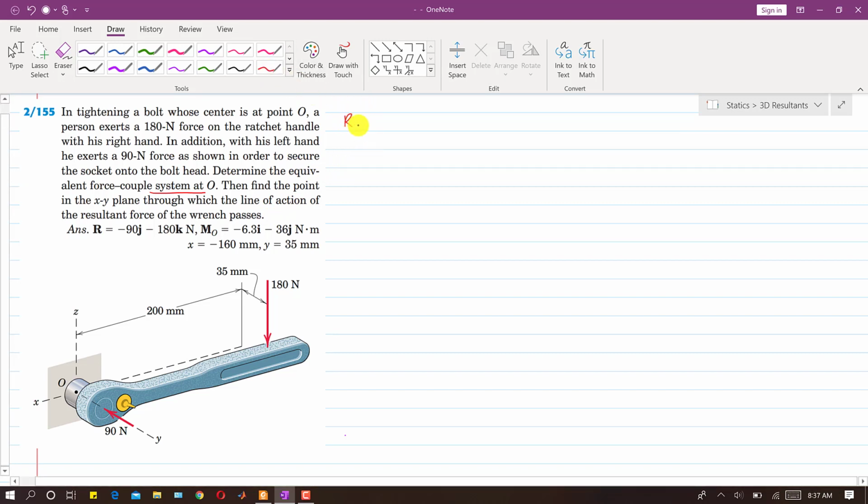So I will find the Rx component of the resultant. As we can see, both of these given forces are in the y and z direction, so the Rx component will be 0 since there is no force along x. So the summation of forces along x is equal to 0. Similarly, to find the Ry component, we will add up all the forces along y. So there is only the 90 Newton force, and that is in the negative y, right? So I will write minus 90j.